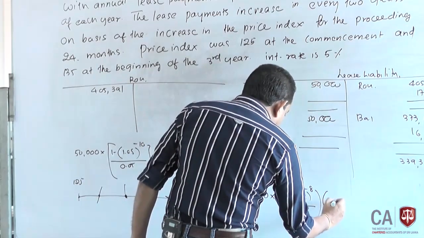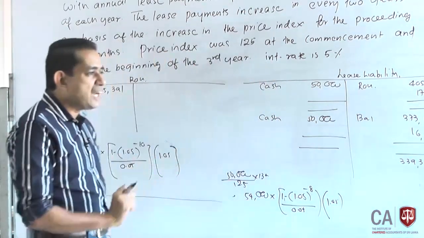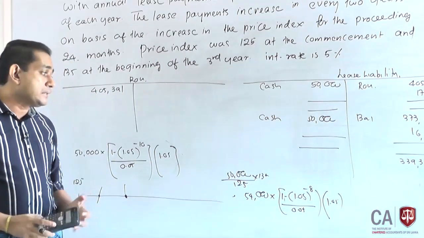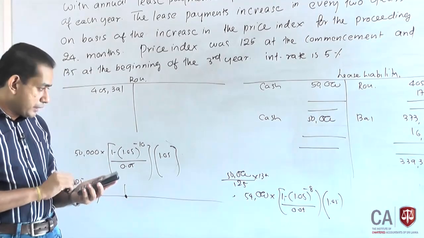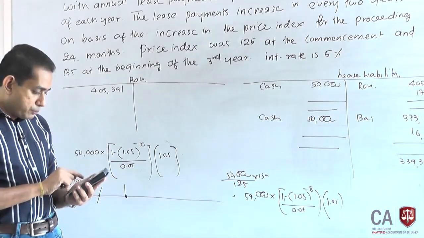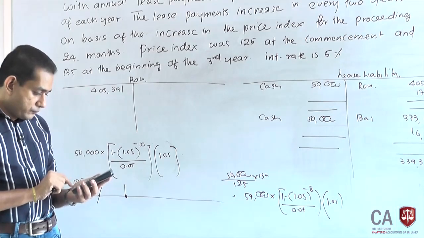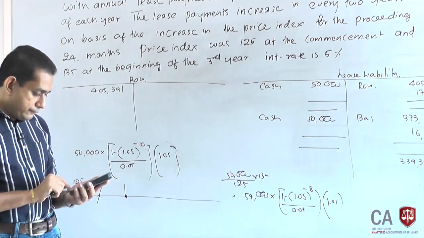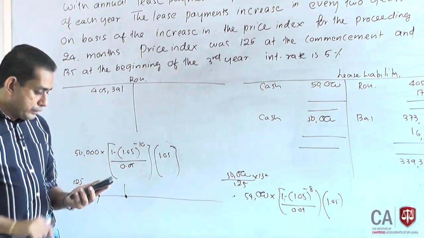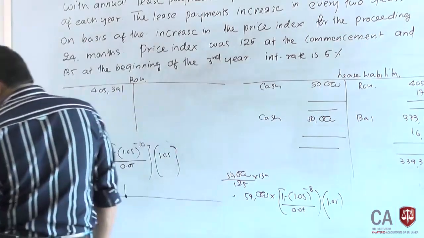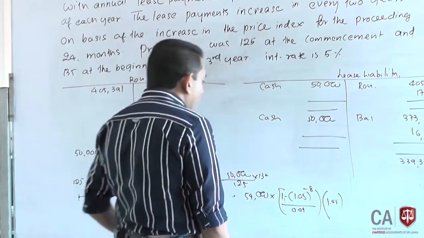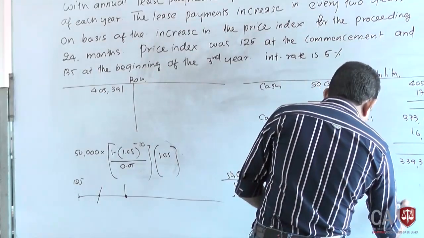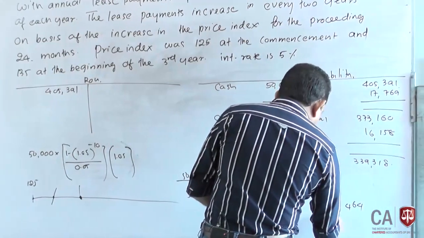Once again it is multiplied by 1.05. This is how the annuity factor is calculated if the rentals accrue at the beginning of each year. So, let me work it out. 1.05 to the power minus 8, divided by 0.05, into 1.05, into 54,000. So, the lease liability should be 366,464. What is the balance now?